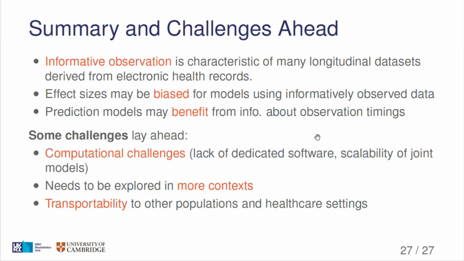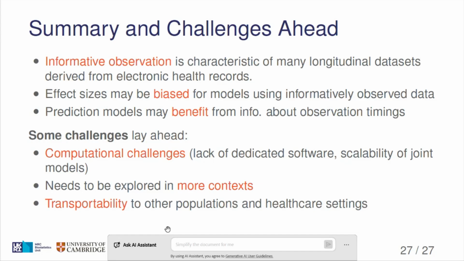There's also the issue I mentioned with the scalability of the joint models: they're computationally too demanding to fit to very large data sets. I think this needs to be explored in a lot more clinical contexts to really understand when informative observation might be a problem and when it might not. There are also questions about transportability to other populations and healthcare settings. For example, I've fitted a prediction model in this particular population in this hospital. Does it transfer to another population in a different hospital?